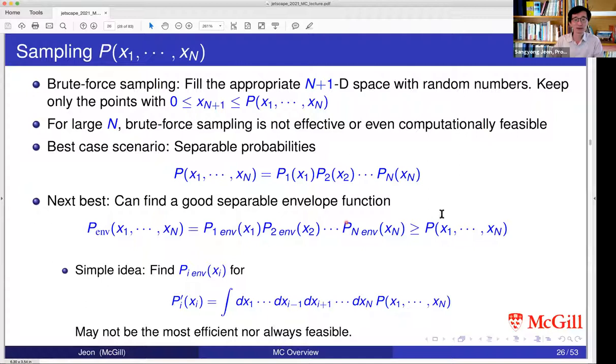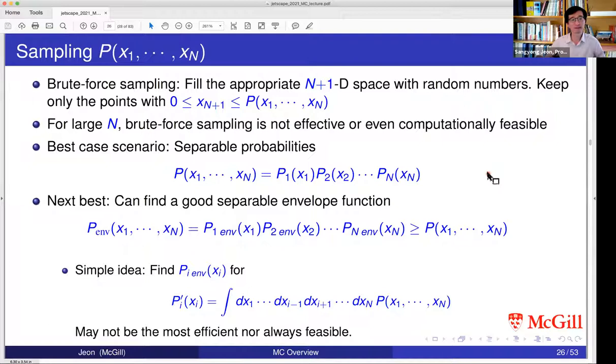Okay, this is always possible, but it may be not most efficient. Bottom line, if you have n-dimensional probability distribution to sample, you have to think about it. There is no one method that actually works well for all cases.